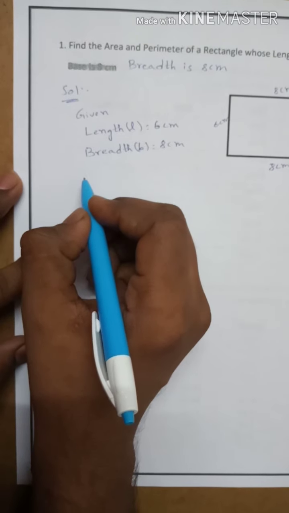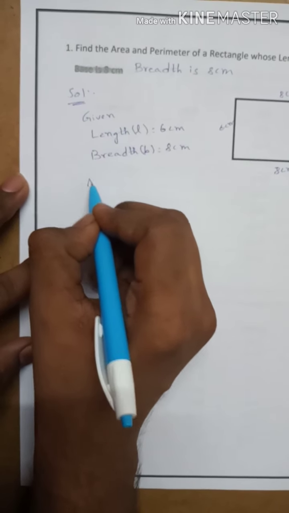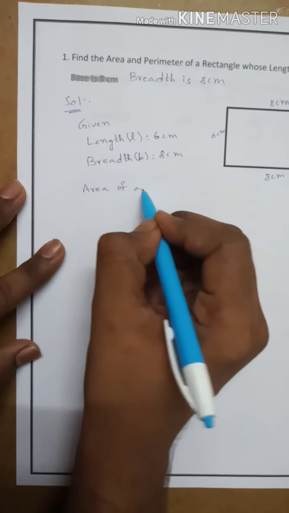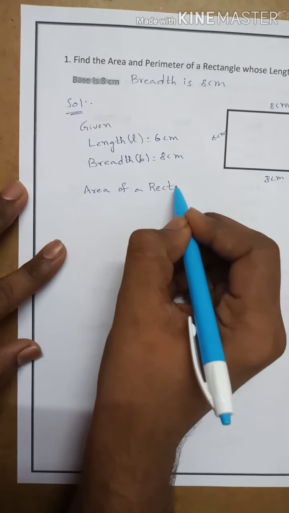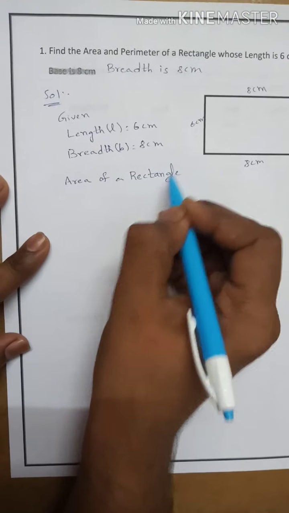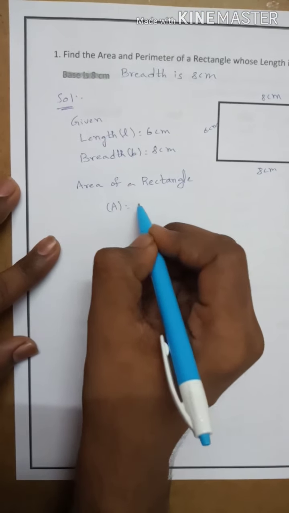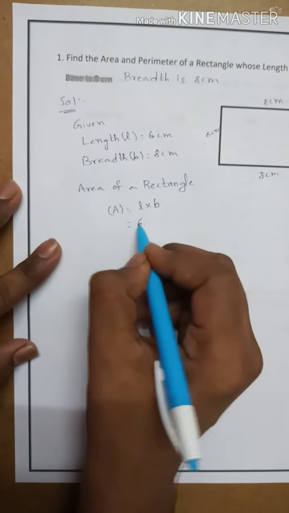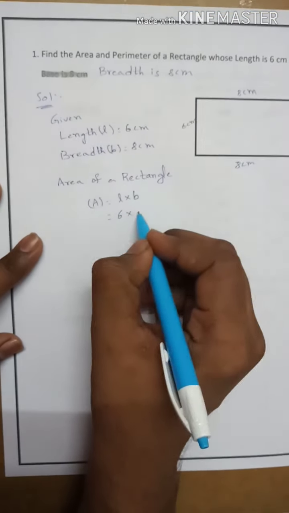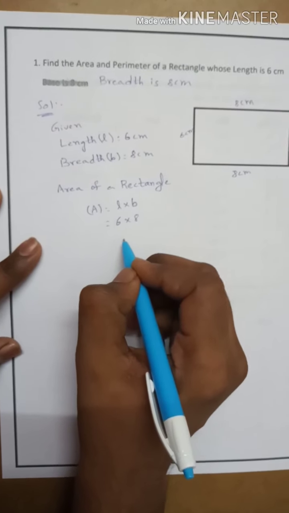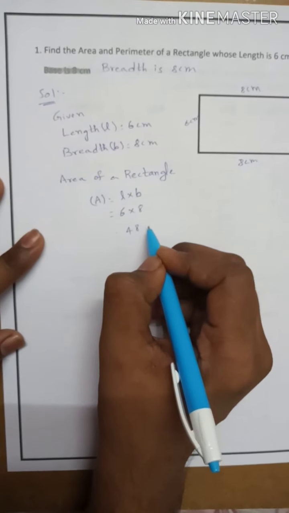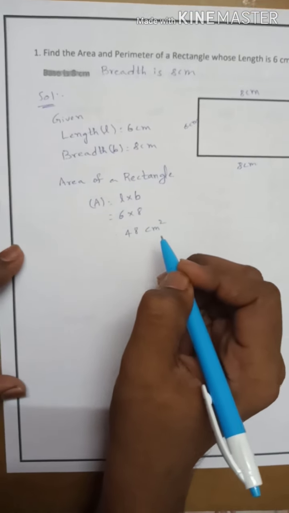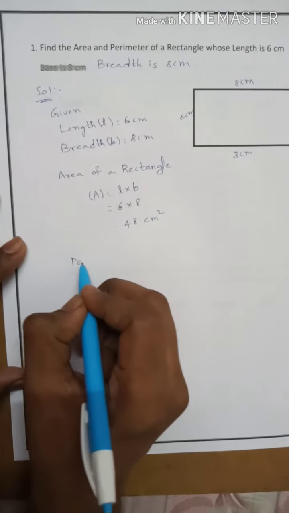Now what is the formula for area of a rectangle? Area of a rectangle: A equal to L into B. What is the value of L? 6 centimeters. What is the value of B? 8 centimeters. So 6 8s 48. And what are the units for area? Centimeter square. Now let us find perimeter.